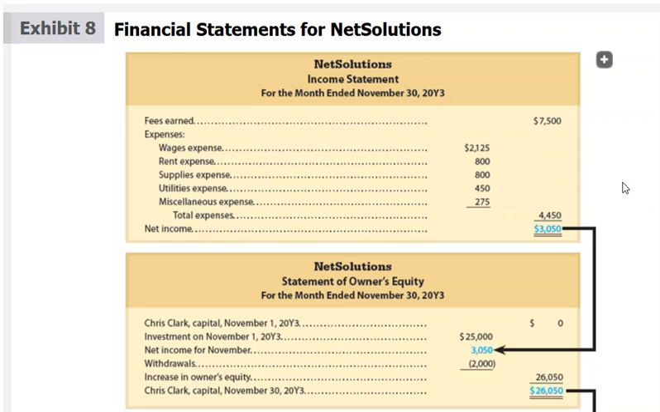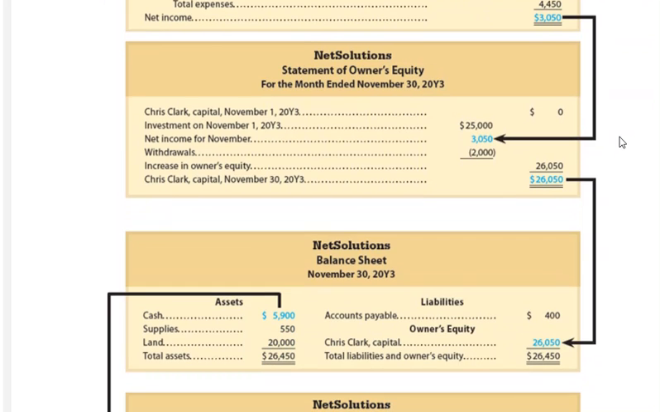But basically, our income statement shows our operational performance for a period of time. In this case, it's for the month ended November 30th, 2003, 2013, 2023. It can be any year that you like here. But what we can see is we take our revenue of $7,500 less our total expenses of $4,450, which gives us net income of $3,050.